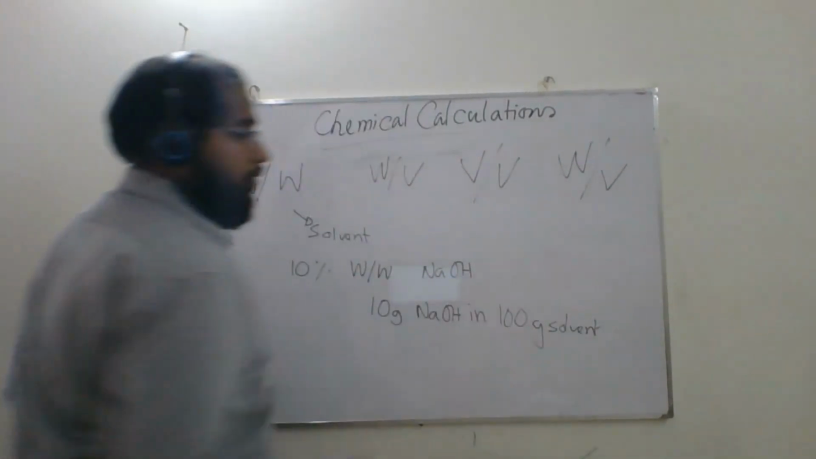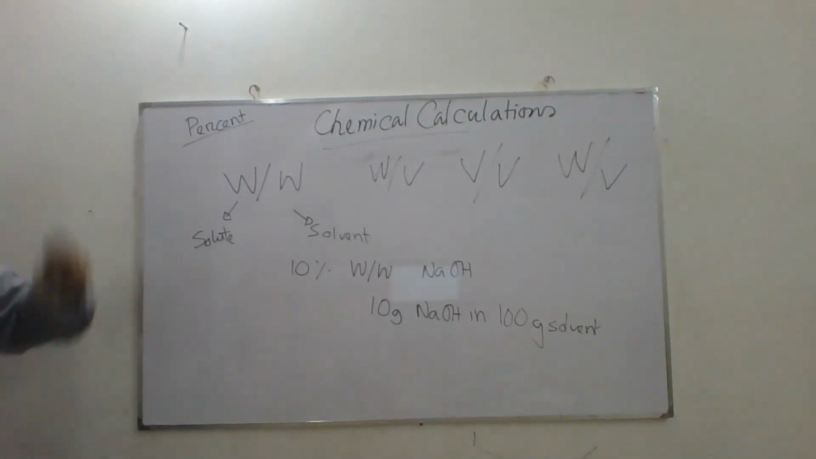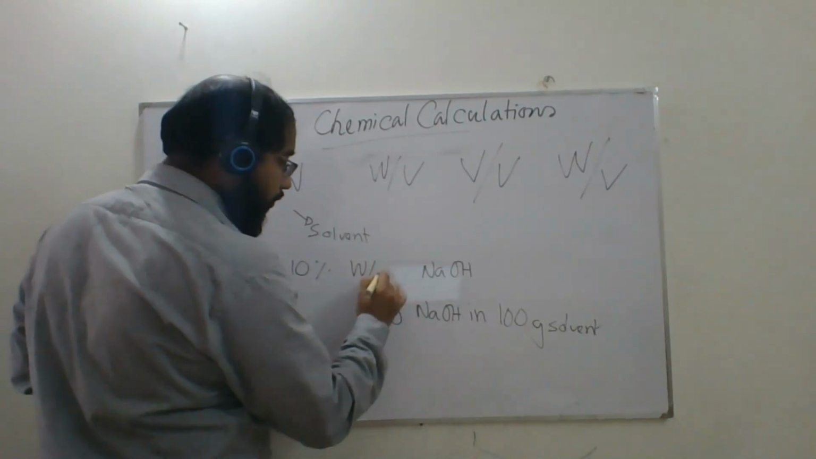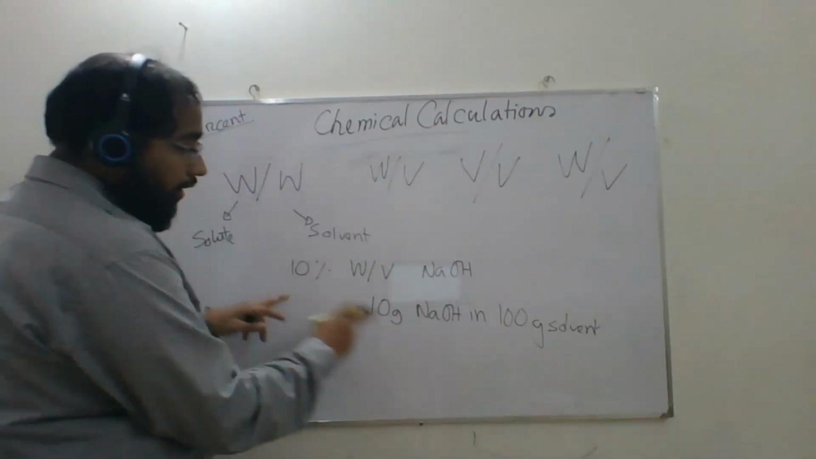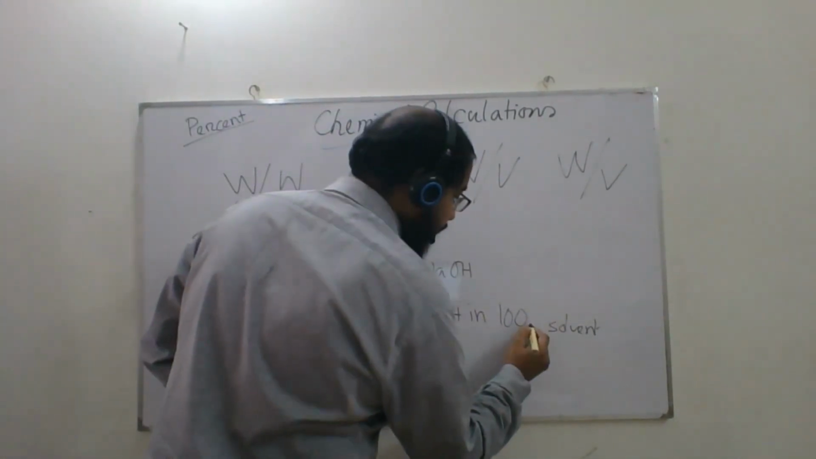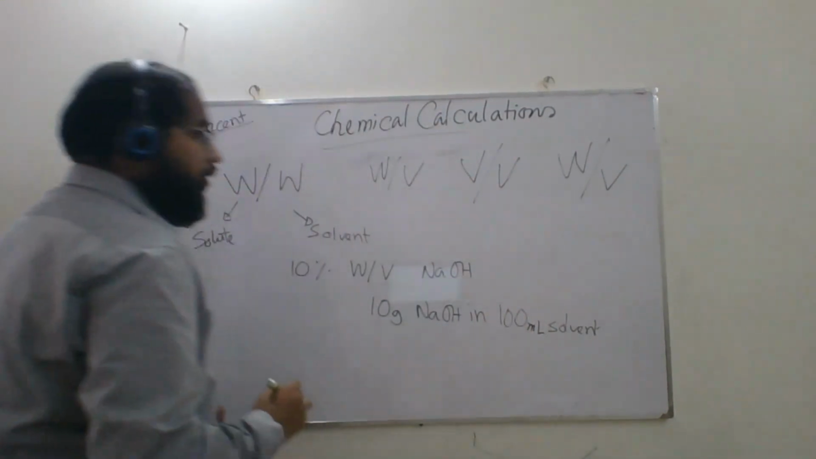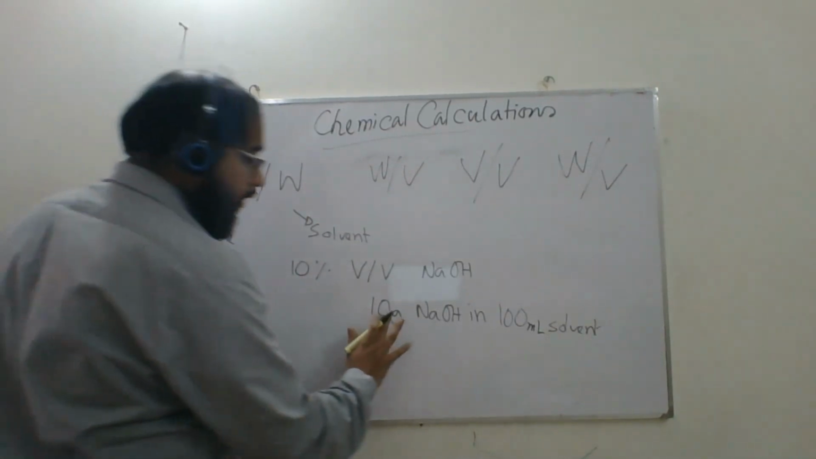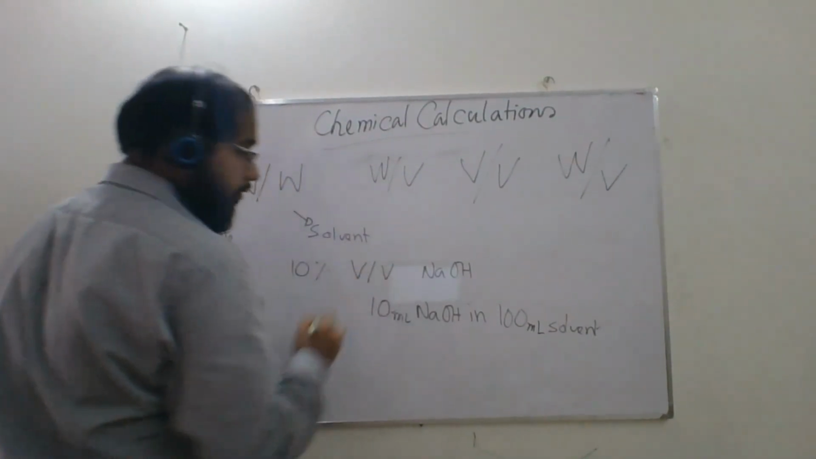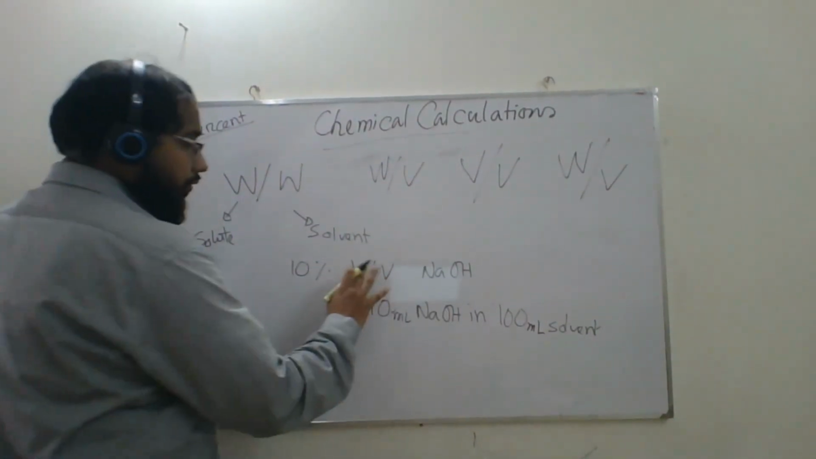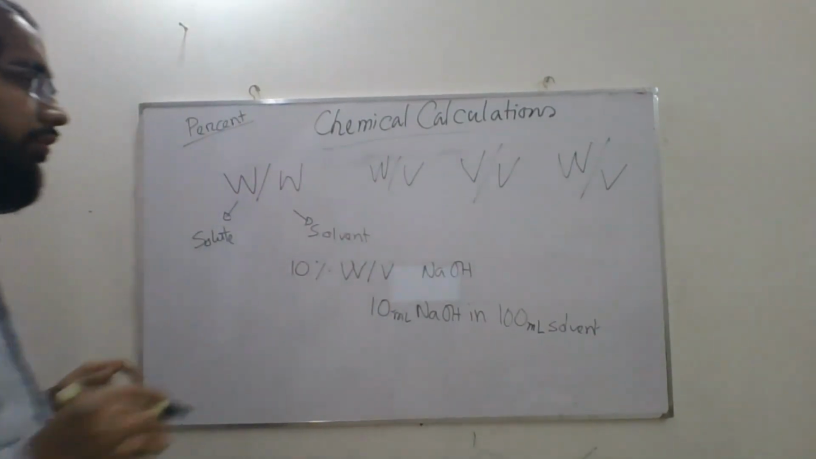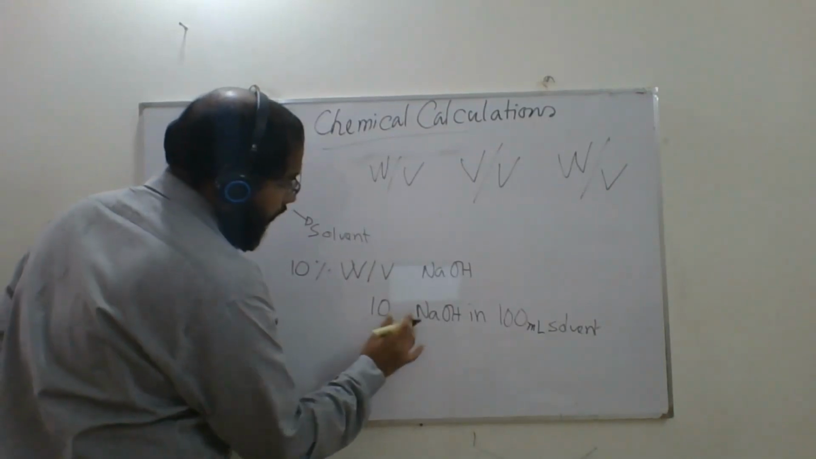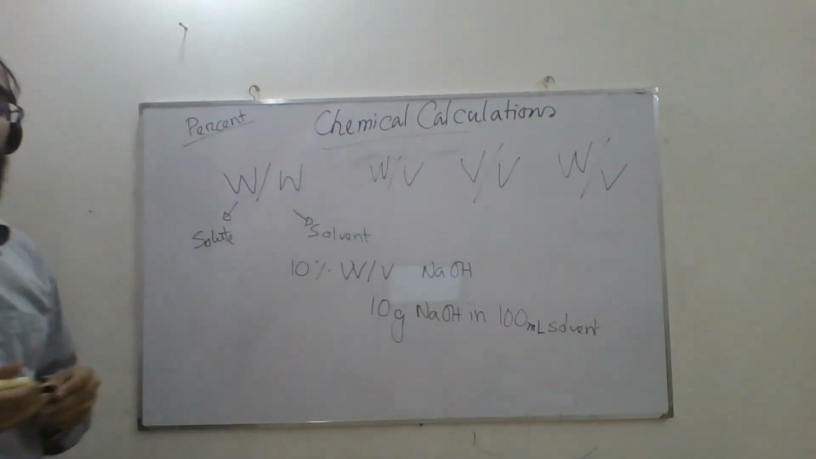Okay. Now if it is said that 10% weight by volume, then it is just 10 gram sodium hydroxide in 100 ml solvent. If it is said that 10% volume by volume sodium hydroxide, then 10 ml sodium hydroxide in 100 ml solution. If it is said that 10% weight by volume sodium hydroxide, then it is just 10 gram sodium hydroxide in 100 ml solvent. This is very easy. Okay.